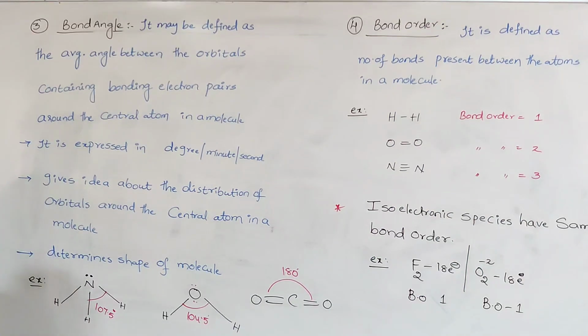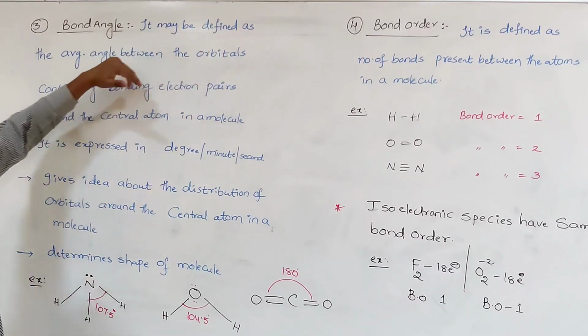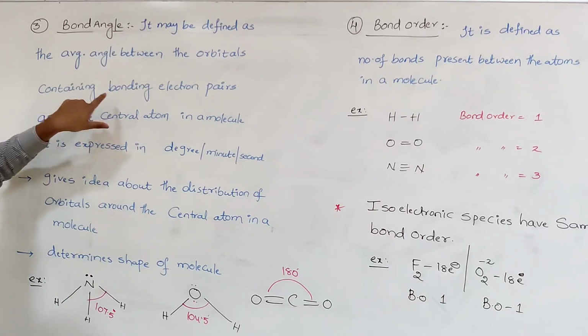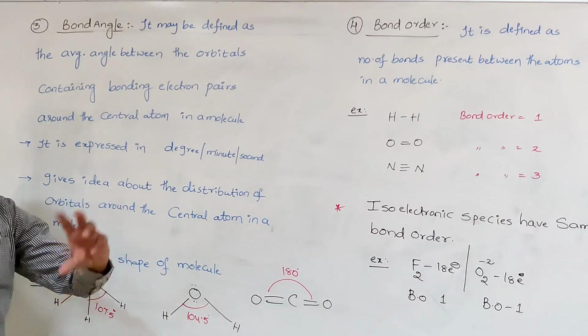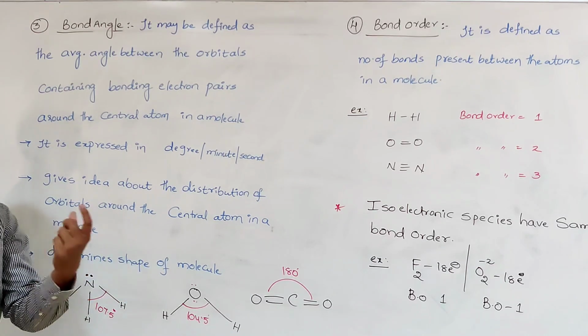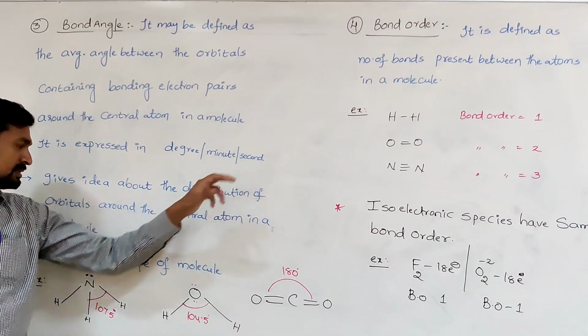The third parameter is bond angle. So what is bond angle? It's simply the angle between the bonds. The exact definition of bond angle is the average angle between the orbitals containing bonding electron pairs around the central atom in a molecule. Around the central atom the bonds are present. So whatever the angle is between two bonds, we simply call that the bond angle. You know very well we can express the bond angle in degrees, minutes or seconds.